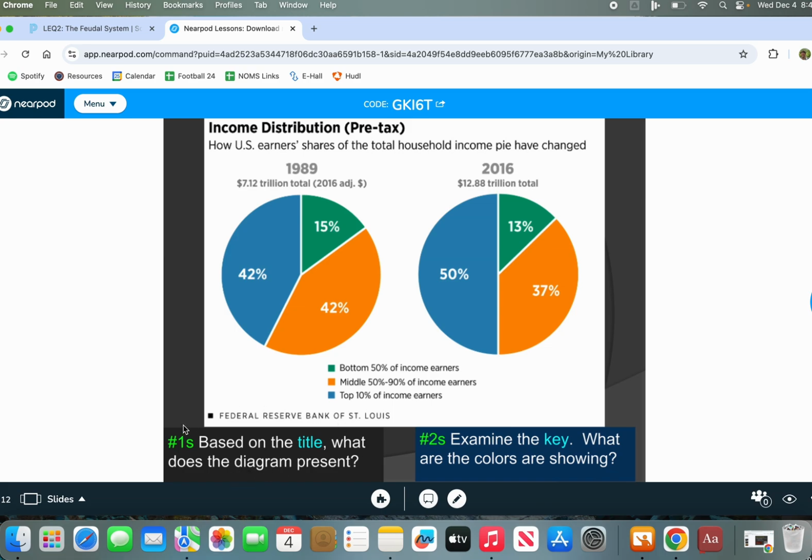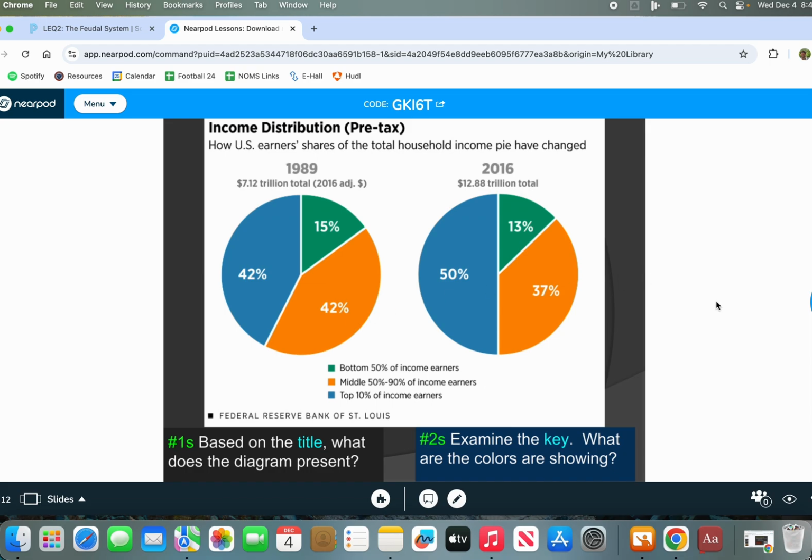Okay? So based on the title, what does the diagram present? It presents how much money is being brought in the actual year. So the years and the money. And then examine the key. What are the colors showing? So we already talked about this a little bit. I'm not trying to say you need to memorize this. It's something that you should be kind of aware of because we currently live in America, and this is how the scales of pricing or scales of income have changed over the years.